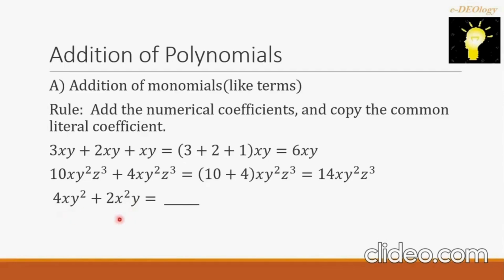So we can conclude that these two terms are dissimilar. And it says dissimilar terms cannot be combined. So when we are required to put the answer here, we simply copy that same problem. So our answer here is, I simply copied the 4xy squared plus 2x squared y.